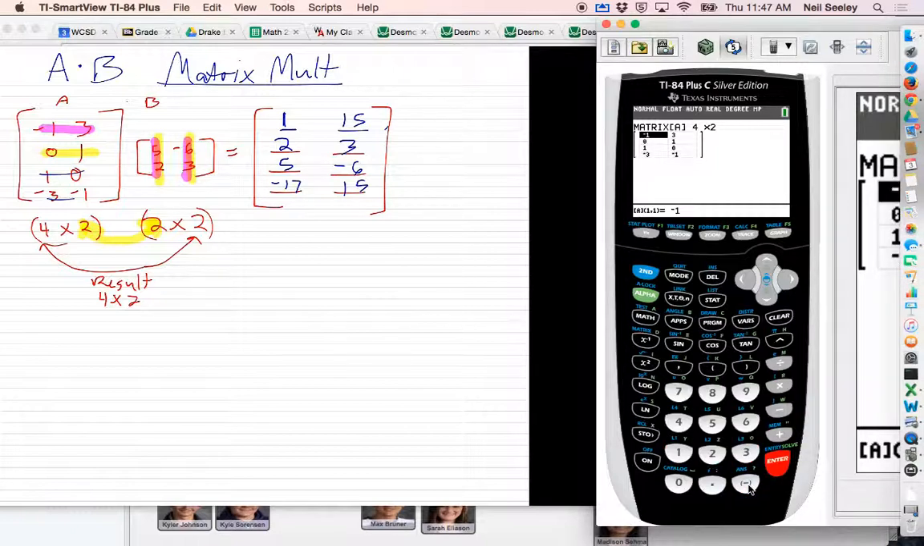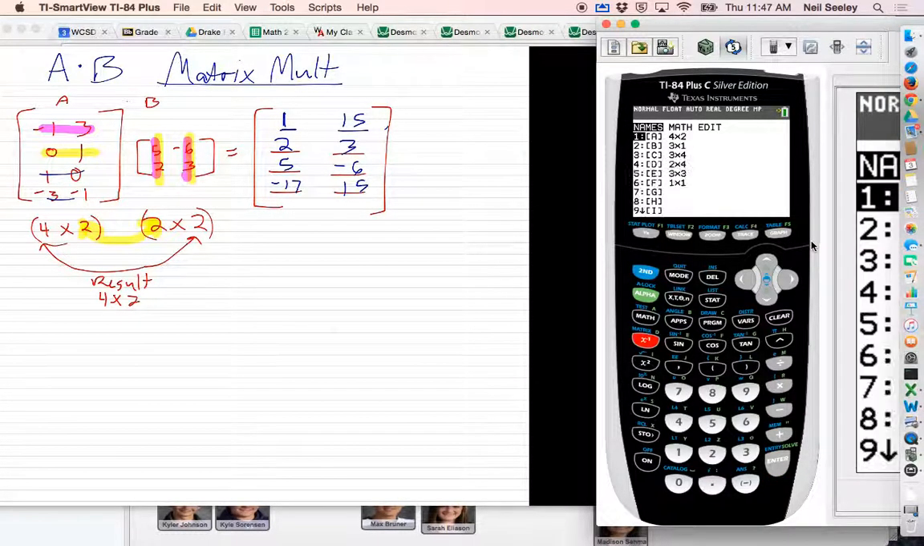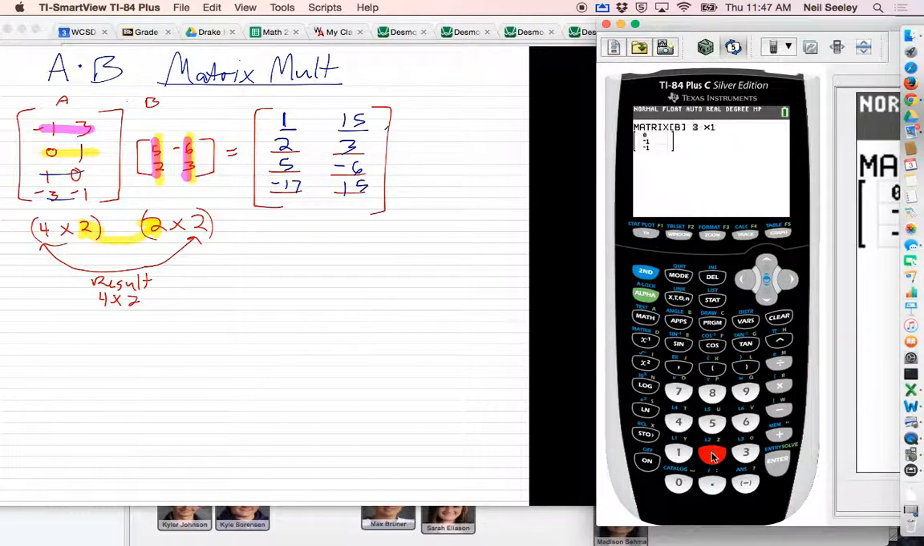Okay, there's my matrix A. And I'm going to do my matrix B that goes with it. Número 2. And that's a 2 by 2. Got it. And that's 5, -6, 2, 3. Okay. Hopefully I didn't screw anything up. I always like to double check.